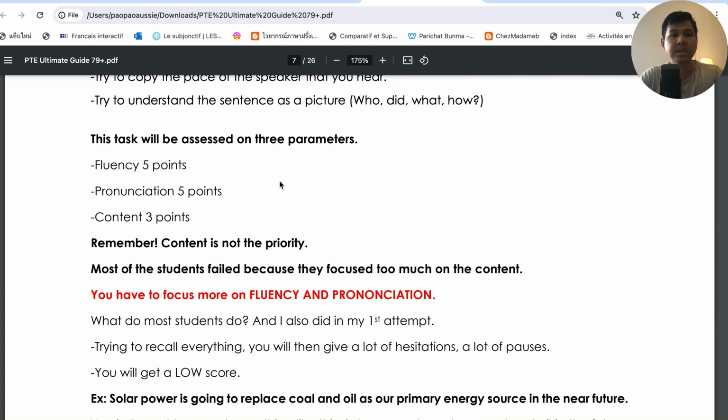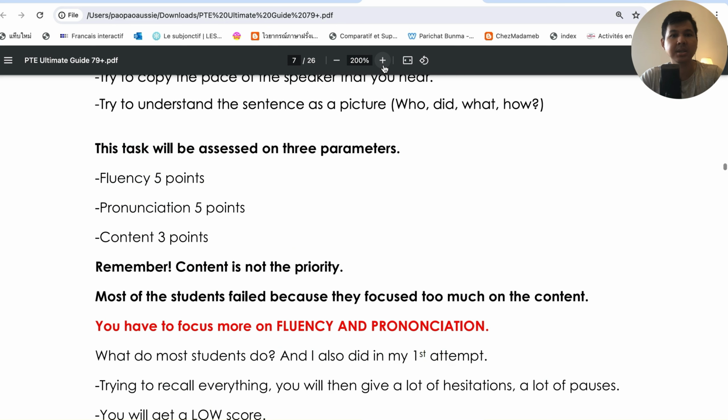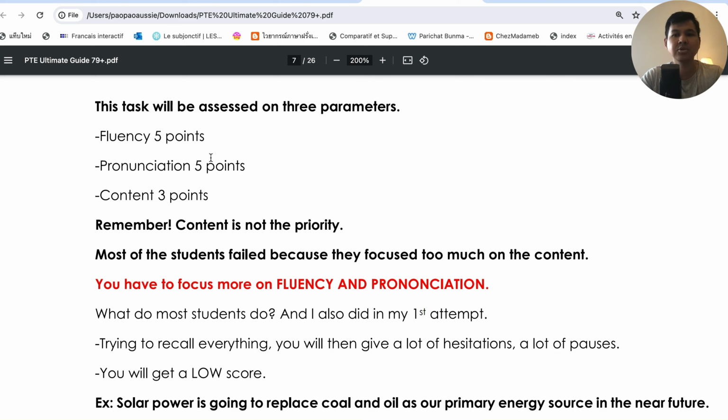And now we have to see how this task is going to be marked. It is quite similar to read aloud, but something that I have to highlight for you is this one, content. This task will be assessed on three parameters, like read aloud: fluency, pronunciation, and content. But the percentage of each parameter is different. For fluency, you get 5 points, pronunciation 5 as well, but look here, the content is just 3 points.